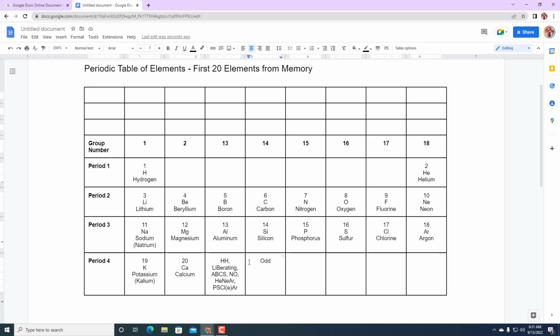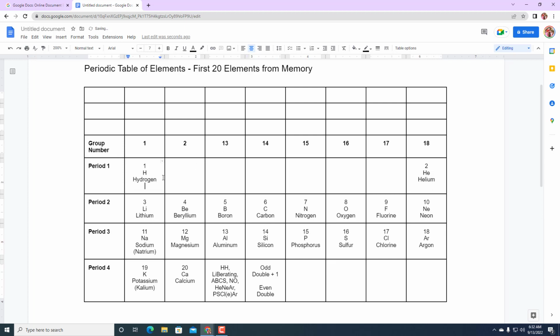So hydrogen has 1 proton, which is a positively charged item in the middle, or the nucleus, of the atom. So the odd is going to be double plus 1. Okay? And then the even is going to just be double. And I'll show you how this works out. So hydrogen, we see double plus 1 would be 1 times 2 is 2, plus 1 makes 3. Okay? 2 is even, so we just double to make 4.